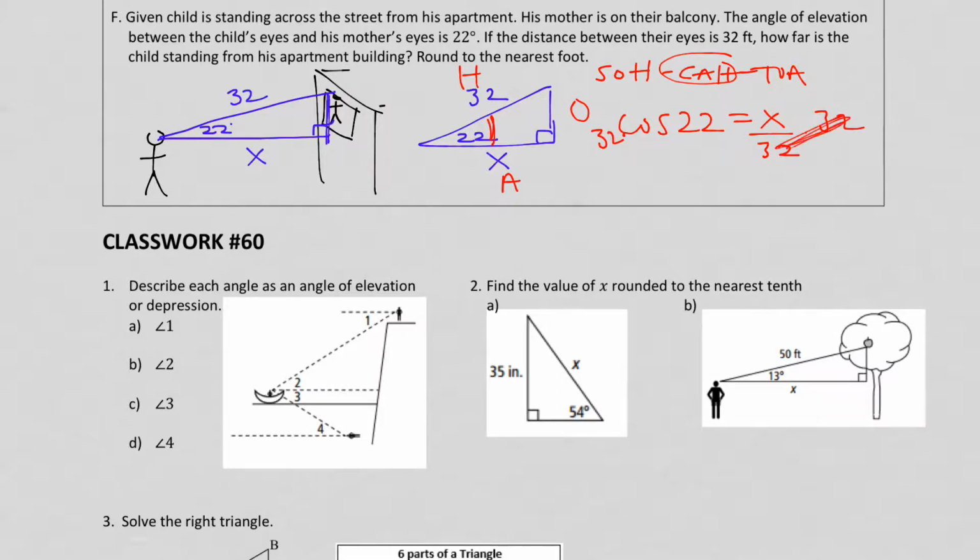And so again, at this point, this is the job of the calculator. So if I put 32 times cosine of 22, I get that x equals approximately 30 feet. So the child is 30 feet away from his building.